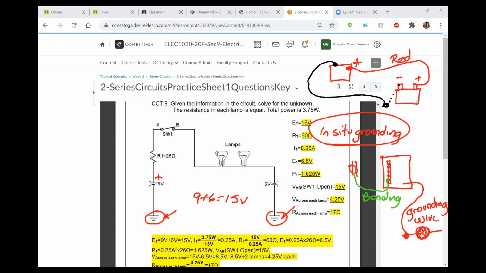Does it make sense? Yeah, that makes more sense. Thank you. You're welcome. So, let's keep moving, guys. Let's jump into parallel circuits.